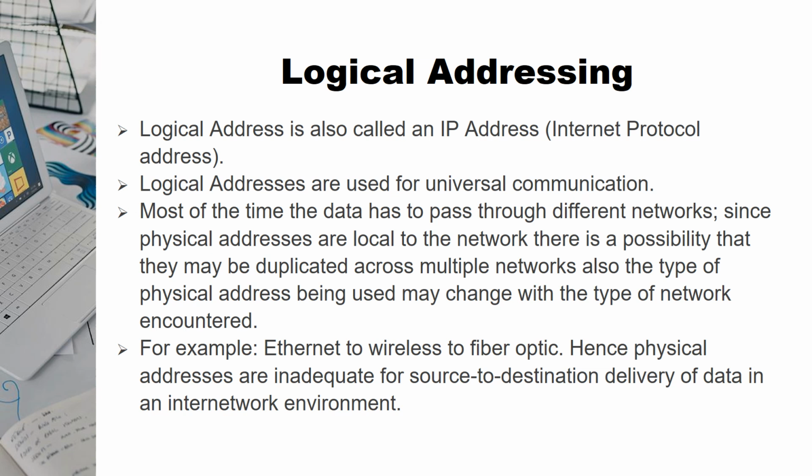On logical addressing, we say that this one uses IP addresses to identify devices at the network layer. Most of the time the data has to pass through different networks. Since physical addresses are local to the network, there is a possibility that they may be duplicated across multiple networks. Also, the type of physical address being used may change with the type of network encountered, for example Ethernet to wireless to fiber optic. Hence physical addresses are inadequate for source to destination delivery of data in the network environment, and therefore we need a logical address.